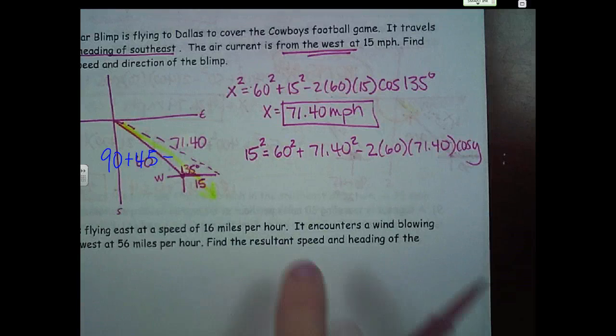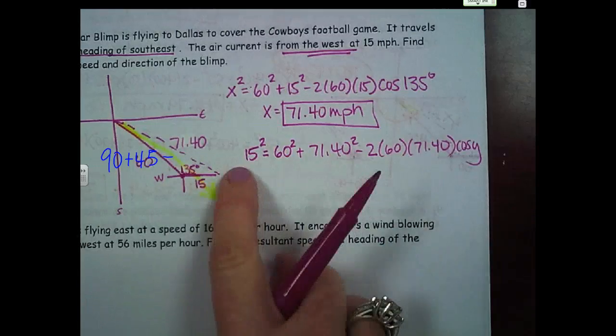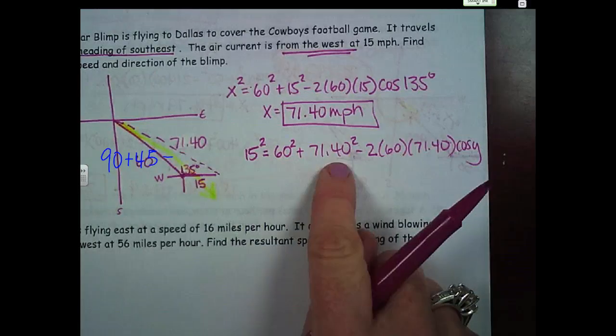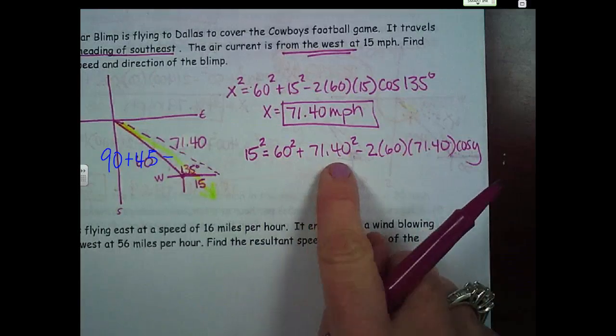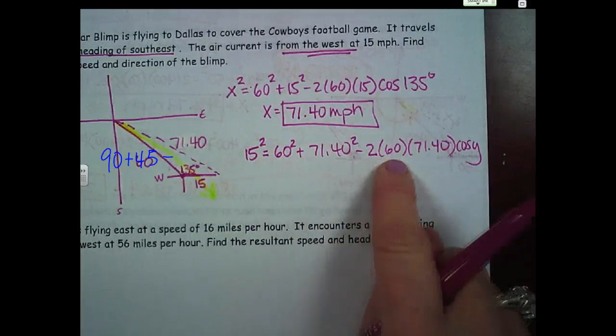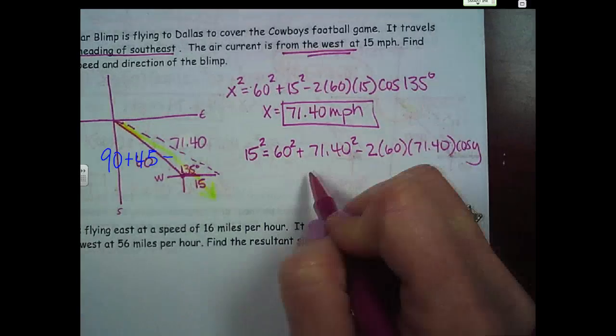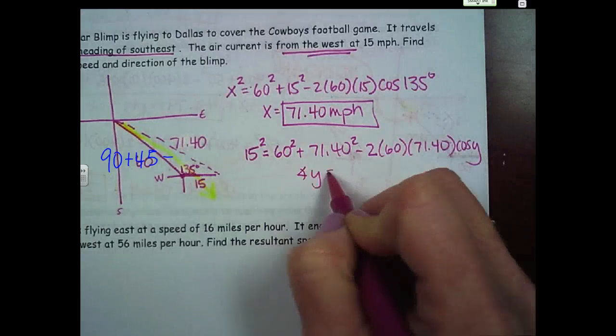On your calculator, this is the one where you do 15 squared minus 60 squared minus 71 squared and hit enter. Then you're gonna divide by -2, divide by 60, divide by 71, hit enter. And then get your inverse cosine, which for that one is gonna be 8.54.